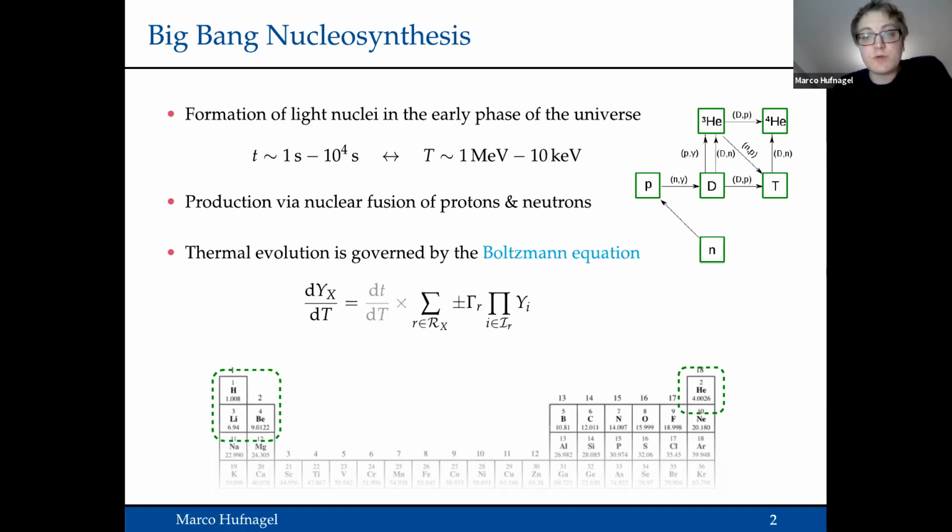And of course, this is only one reaction. So if you want to have the variation with respect to the full reaction network, you have to sum over all reactions that involve this particle X and weight the different terms with a plus sign if the reaction creates X and a minus sign if it destroys X.